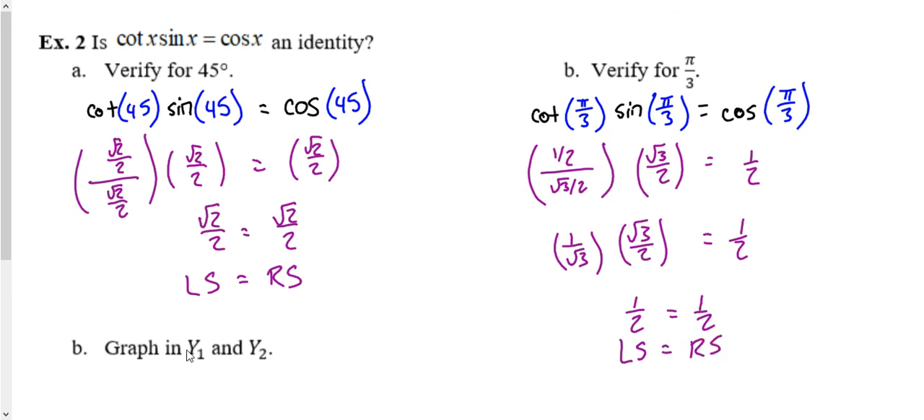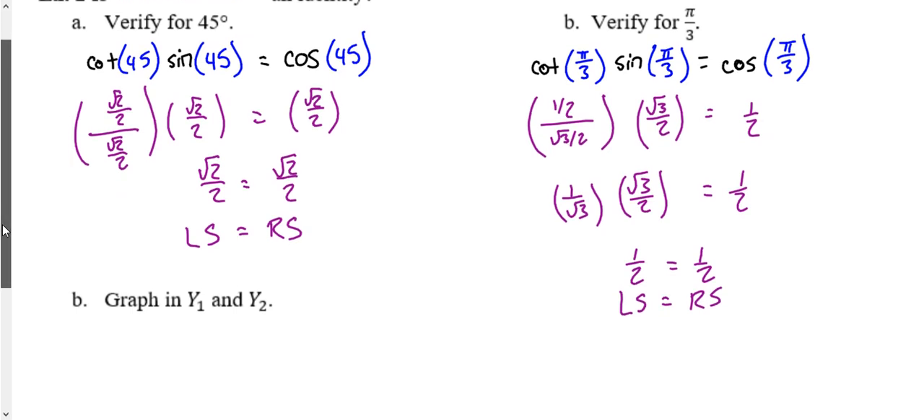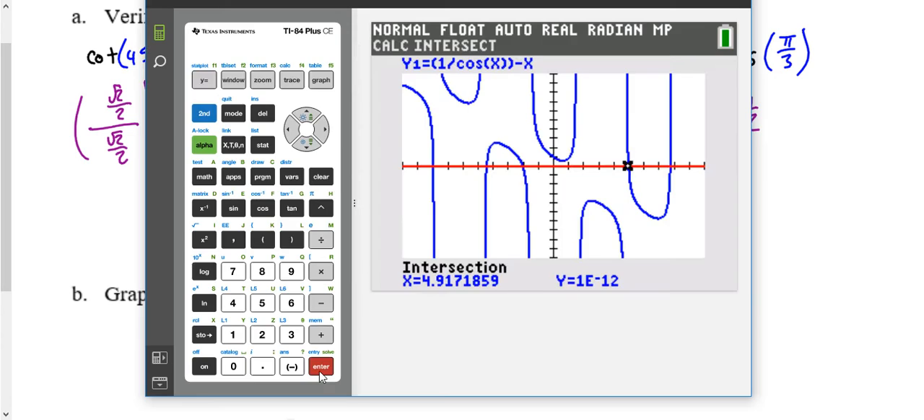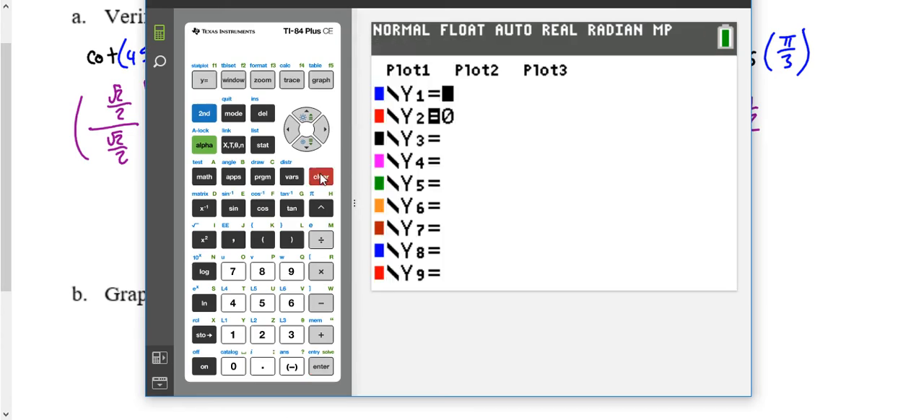Down here it says graph in y1, y2. Just see what happens. So let's go for it. So again, cotangent is the same thing as saying 1 divided by tangent x. That's going to be cotangent. And so we have cotangent multiplied by sine x. And all of that should equal cos x. And that's what we're ultimately looking for.